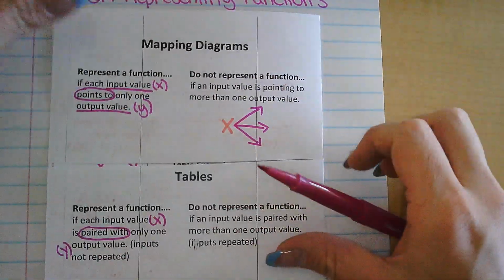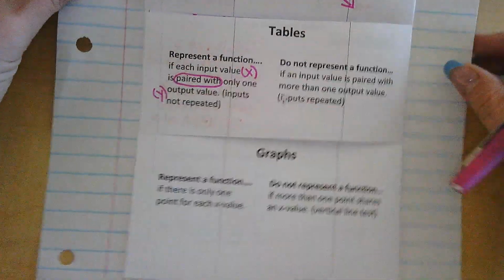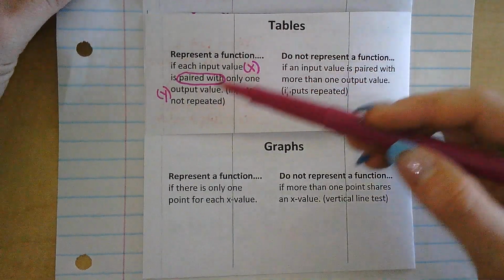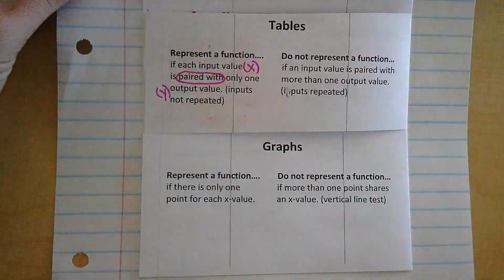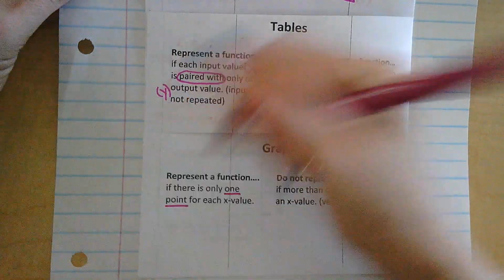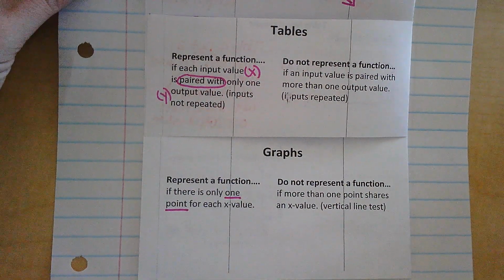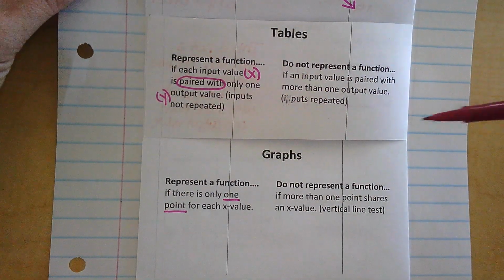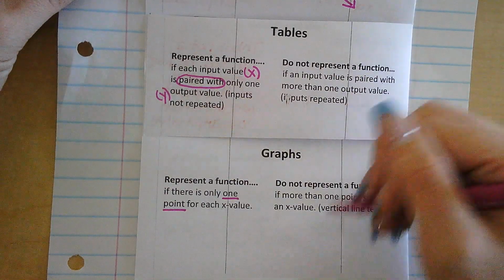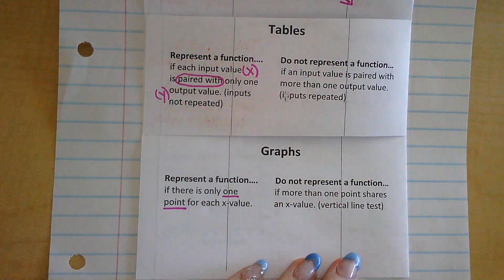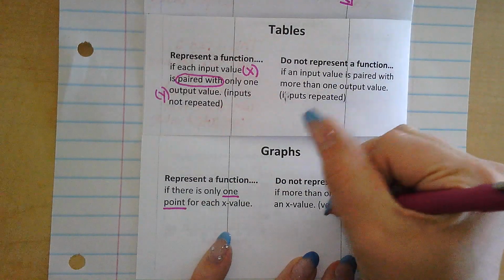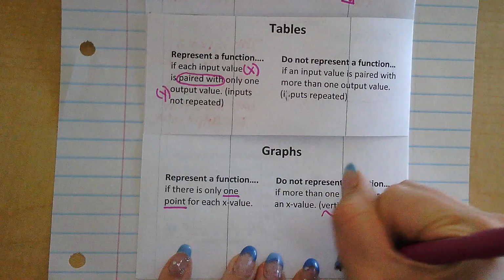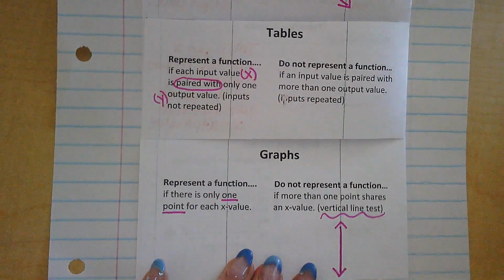Okay, and then our last example has to do with graphs. Graphs represent a function if there is only one point for each x value, and we'll take a look at what that looks like. It does not represent a function if more than one point shares an x value. And we're going to look at something called the vertical line test. Remember, a vertical line looks like this, goes up and down.